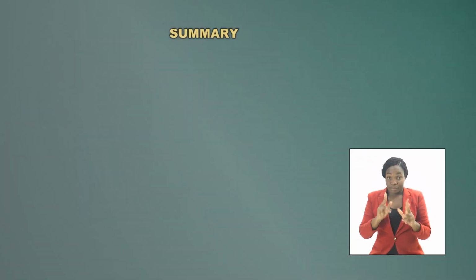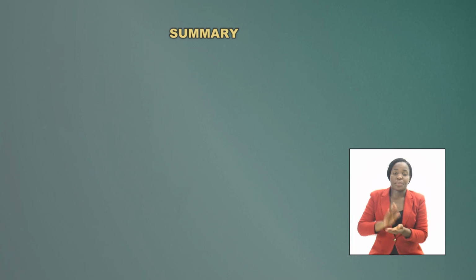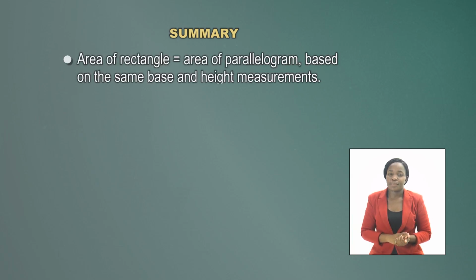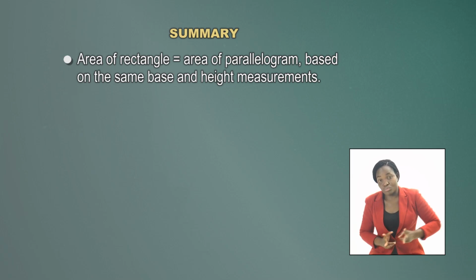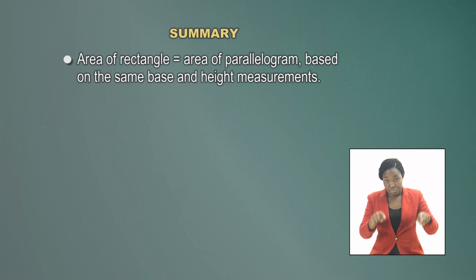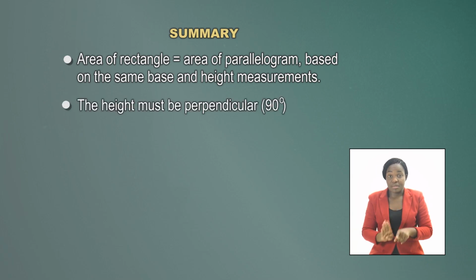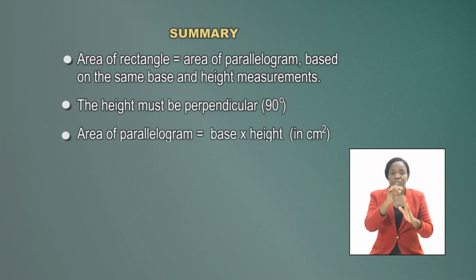Well, viewers, I hope you also enjoyed today's lesson. Let me just give you a short summary of what we discussed. By measuring and cutting up a rectangle to make a parallelogram, we discovered that the rectangle and the parallelogram have the same area when you use the same base and the same height. The height must always be a perpendicular line which makes a 90-degree angle with the base. The formula to find the area is base times height. The answer is given in square centimeters.